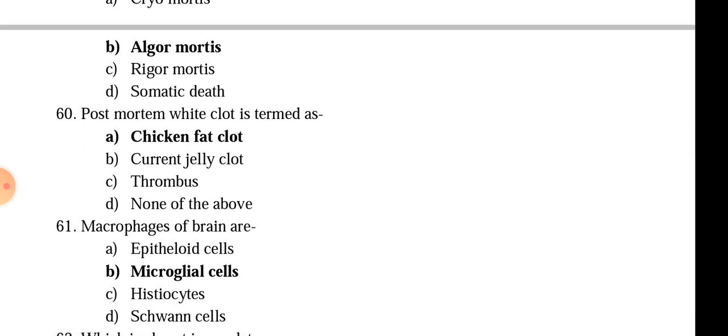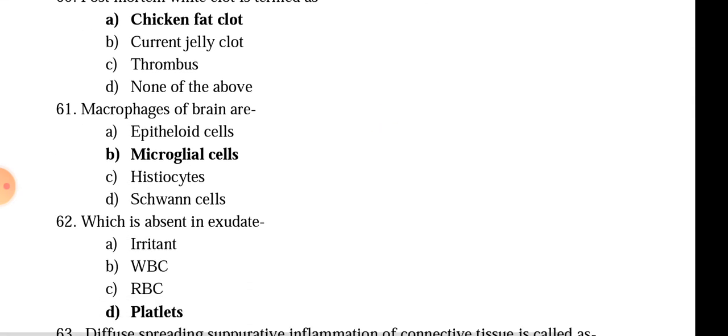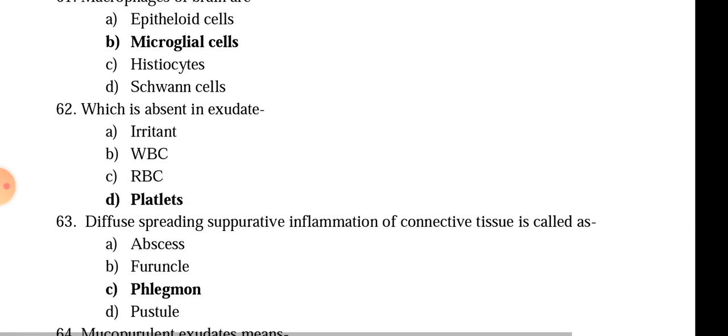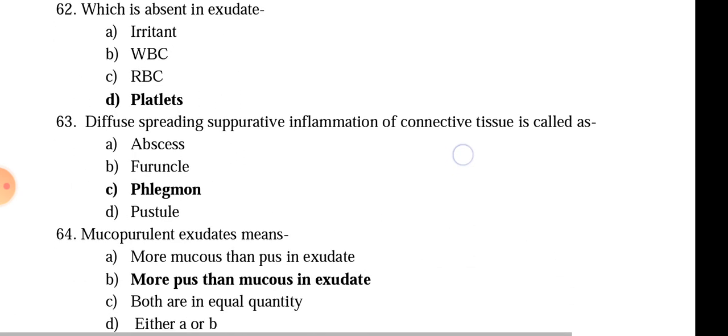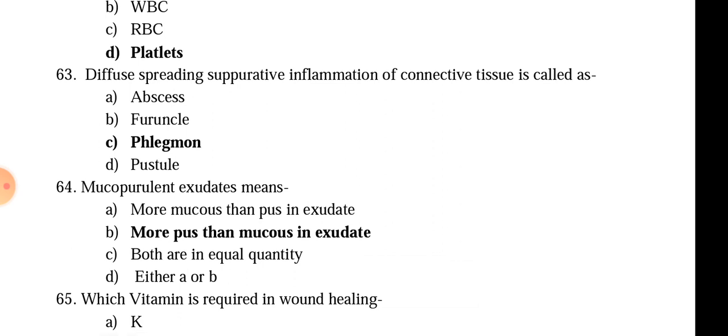Macrophages of the brain are microglial cells, which are absent in exudate. Platelets are absent in exudates. Diffuse spreading suppurative inflammation of connective tissue is called phlegmon. Mucopurulent exudate means more pus than mucus in the exudate.